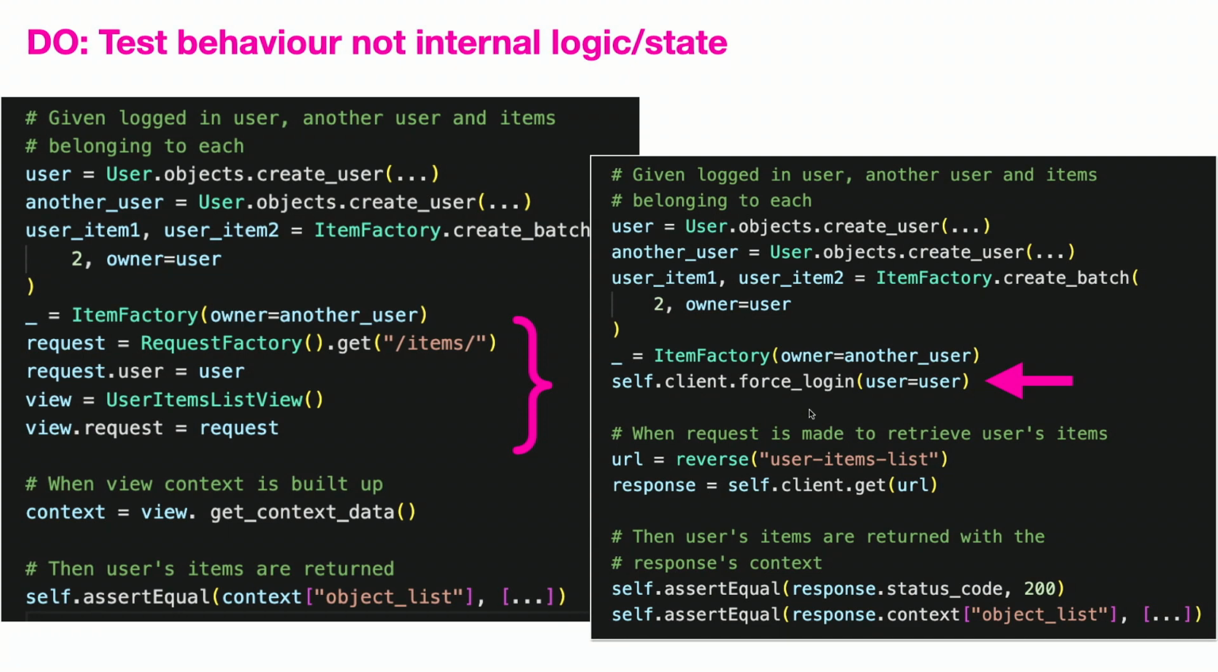Compare this to using the client. You just force the user, assign it to the client session, and the code is much simpler. In addition, with less code, I get more return on my test effort investment because I am testing the mapping of the URL to the view and the build-up of the context. So ideally, test behavior, not internal logic or state, as we have here.